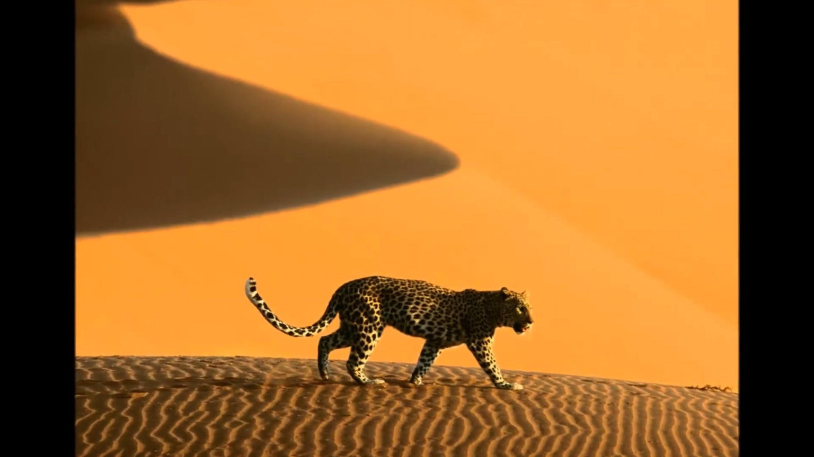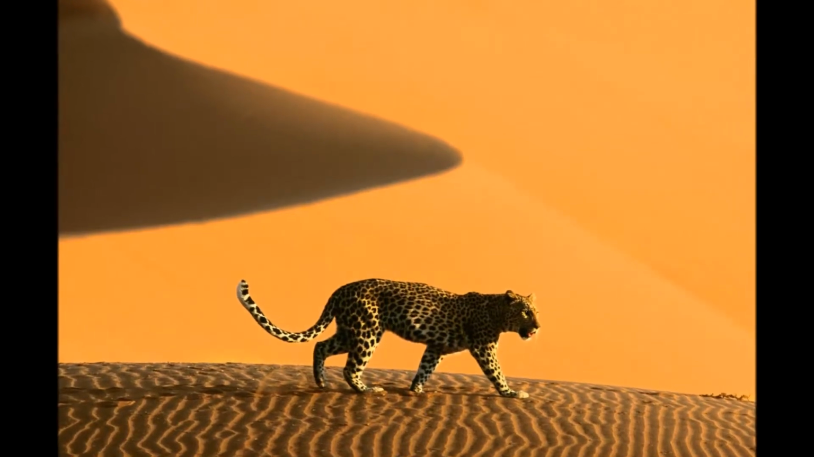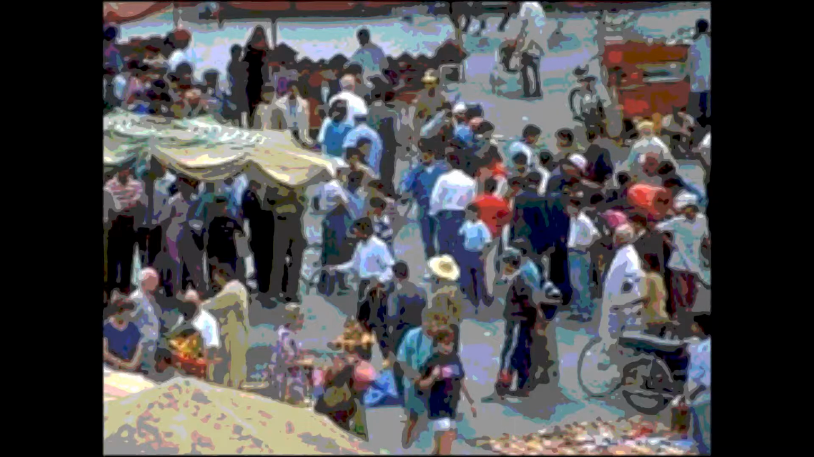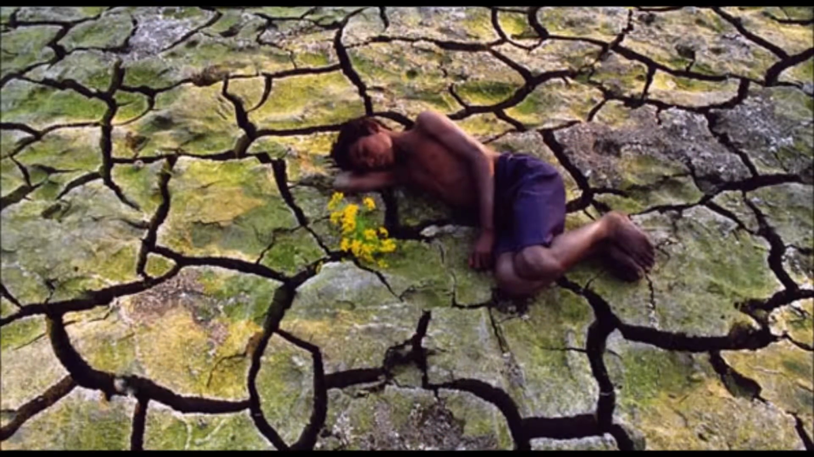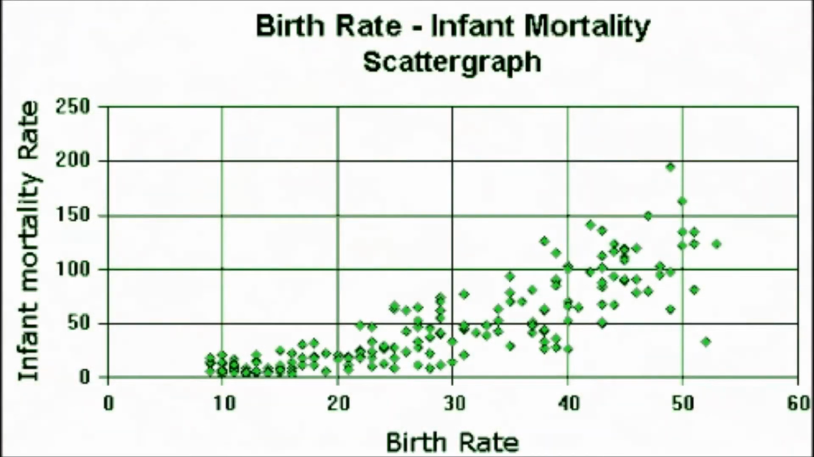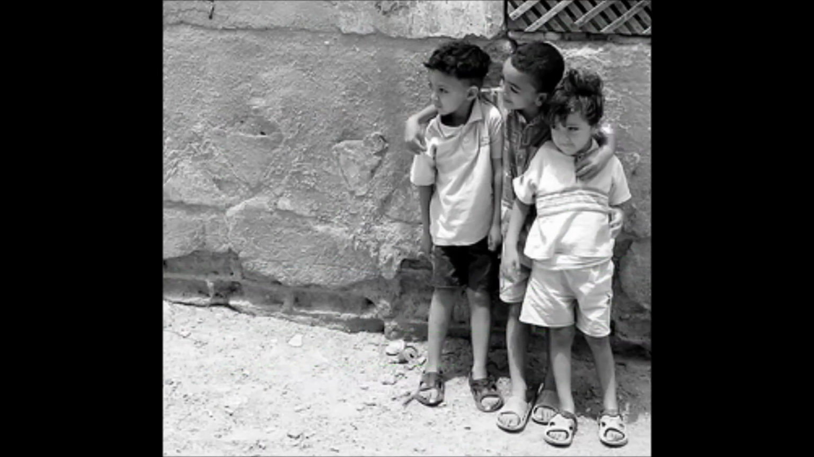It'd be challenging. An interesting statistic about developing countries compared to developed countries is their infant mortality rate. When looking at this scatter graph, we can see that countries with lower birth rates have a lower infant mortality rate. But when we look at the countries with a higher birth rate, their infant mortality rate is also higher.